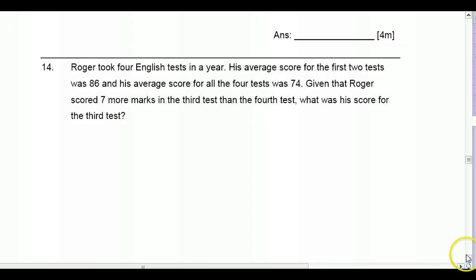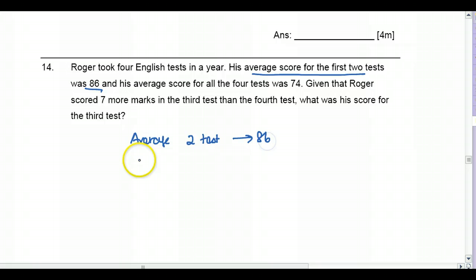Question 14. Roger took 4 English tests in a year. Average score for the first 2 tests was 86. So let's write down average score. Average of first 2 tests, 86. So I must remember, every time I look at average, I must find the total of the first 2 tests. 86 times 2, which gives me 172.